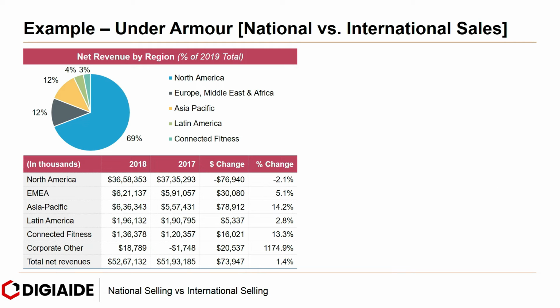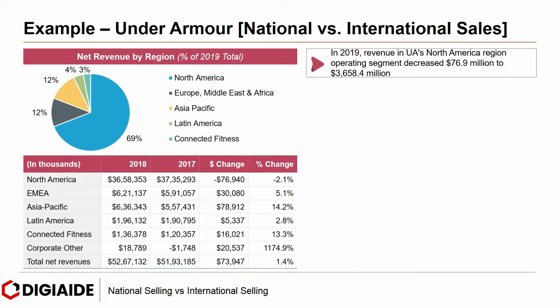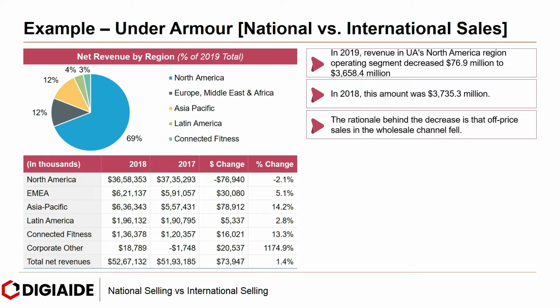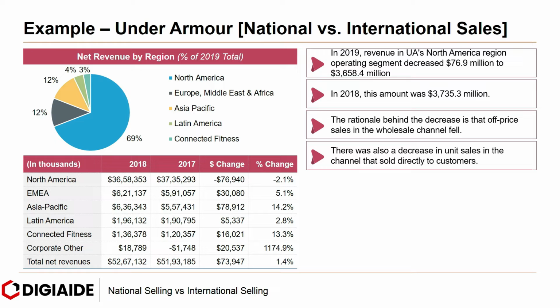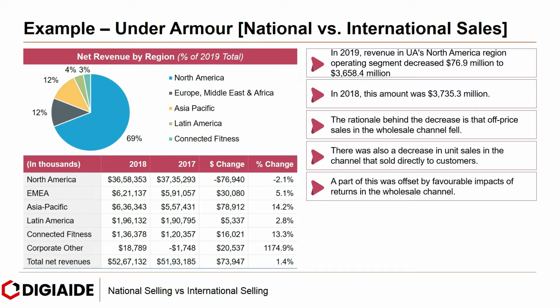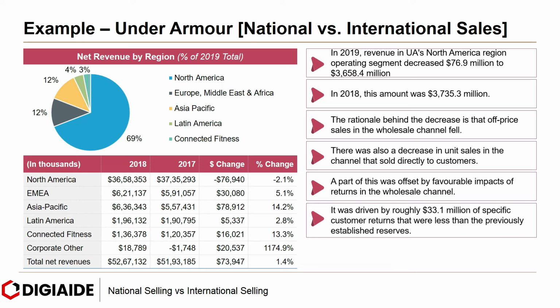Now moving on to an example of Under Armour's national versus international selling. As stated by the graphs, in 2019, revenue in Under Armour's North American region decreased $76.9 million to reach $3.6 billion. In 2018, this amount was $3.7 billion. The rationale behind the decrease is that off-price sales in the wholesale channel fell. There was also a decrease in unit sales in the channel that sold directly to customers. A part of this was offset by favorable impacts of returns in the wholesale channel. It was driven roughly by $33.1 million of specific customer returns that were less than the previously established reserves.